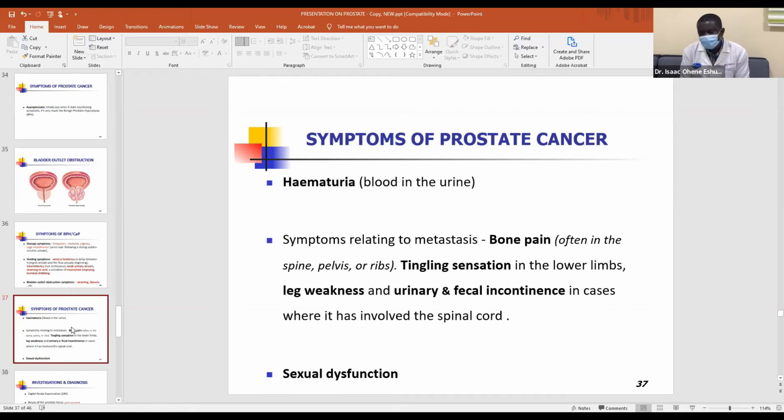Then again, the last bit had to do with, when we started, we highlighted the importance of the prostate in sexual function. So obviously, once the prostate is affected, its contribution to the seminal fluid would also be cut off. And the integrity of the muscles to contract and give the sperm that momentum would also be cut off. So there is this aspect of sexual dysfunction that may ensue.